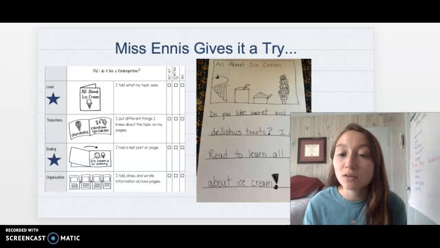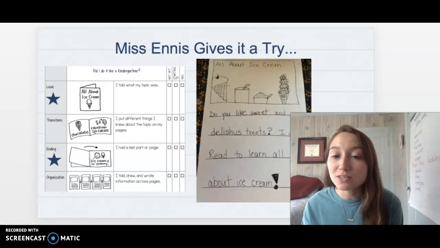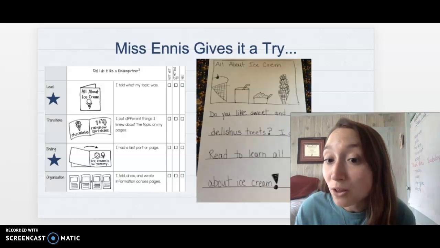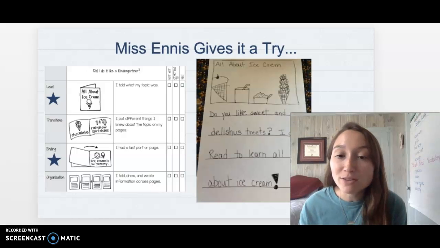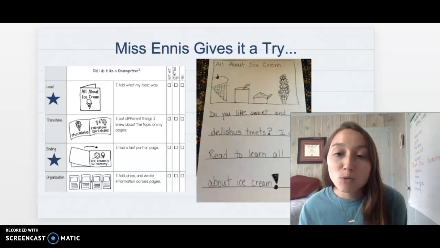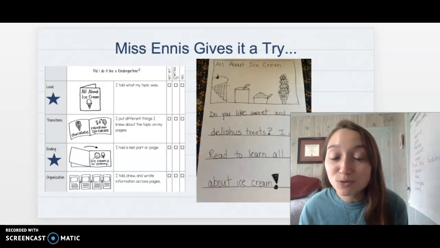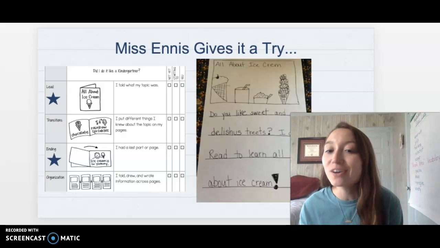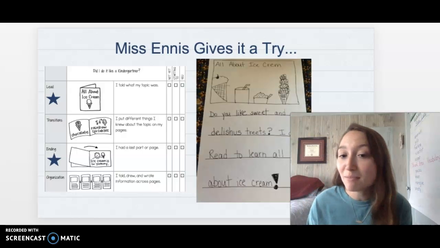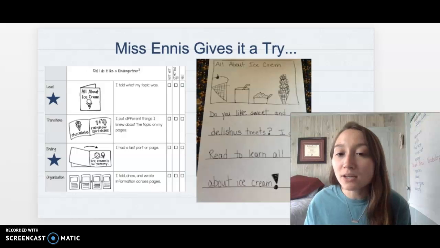So for example, if you're writing about unicorns, you could say, do you want to learn about a mythical creature? If so, read my book all about unicorns. Or if you're writing a book all about dogs, you could say, woof woof. Do you love furry and fun pets? If so, a dog is great. Read my book to learn more. These are all examples of what a lead could sound like.